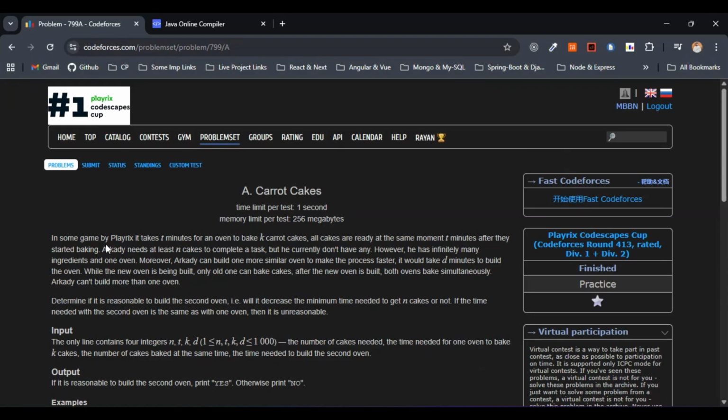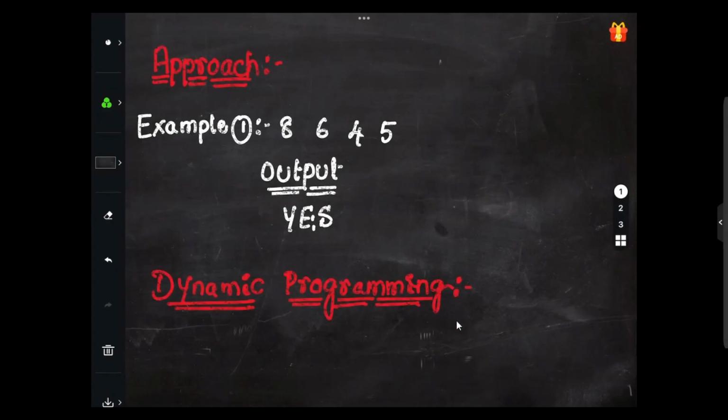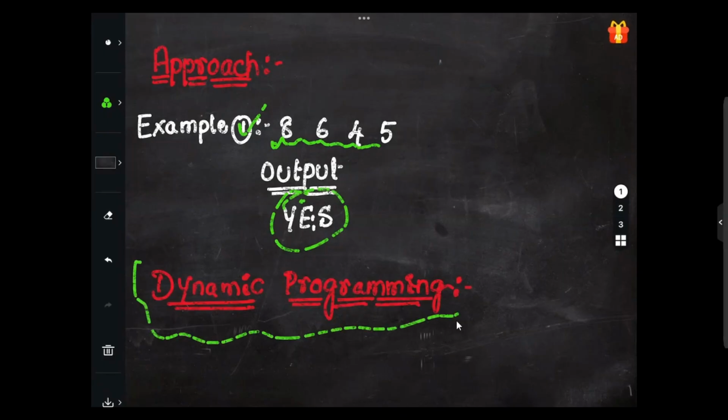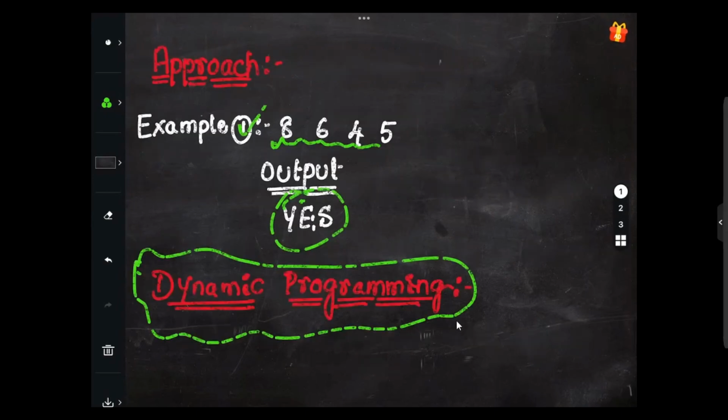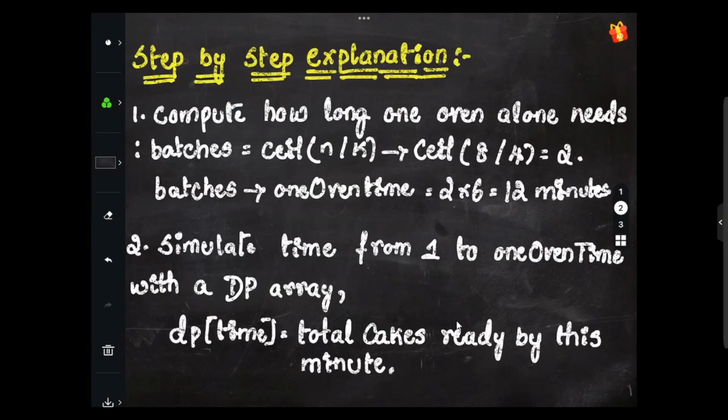So let's do one thing now. Let's quickly discuss the approach followed by the complexities, and then let's write the code. First, as usual, let's discuss the approach. Here I have considered the same first example, 8 6 4 5. The output that we need to get here is yes. We'll be making use of dynamic programming to solve this particular problem. Just remember this. Let's move on with the step-by-step explanation, using the same input to discuss the approach.